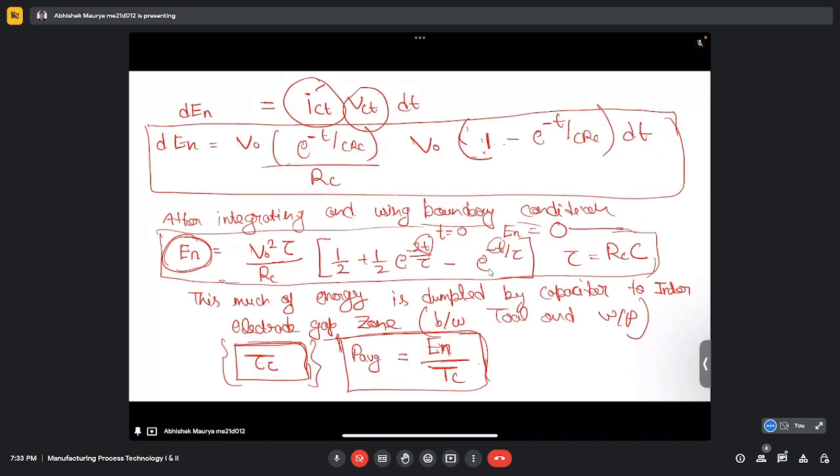To convert this energy equation to the average power equation, we don't have to do anything. We just need to divide the energy equation by this time TC, and if we do that we will get something like this: P average equals E divided by this time TC, which is nothing but V0 square by RC TC. So we will get average power something like this.